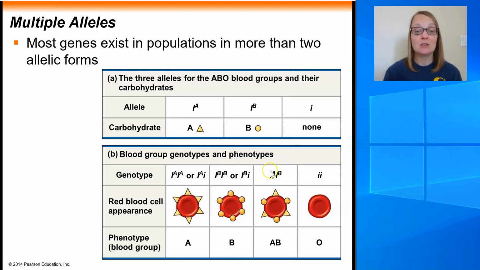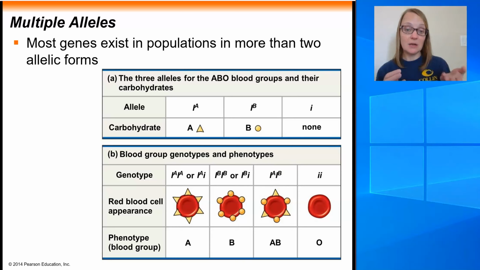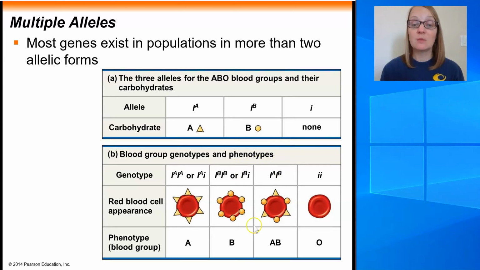Next, you could potentially inherit 2 different dominant alleles. And this is where we show codominance. This person inherits 1 dominant A allele and 1 dominant B allele. So they produce both enzymes, the one that can make the A carbohydrate and the one that can make the B carbohydrate. And so their red blood cells are decorated with both carbohydrates, and these individuals have type AB blood.